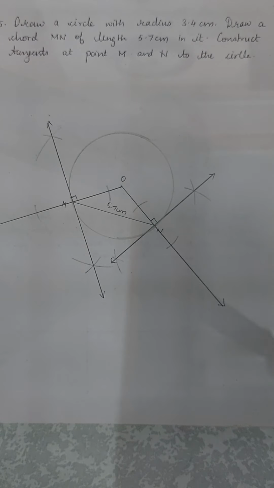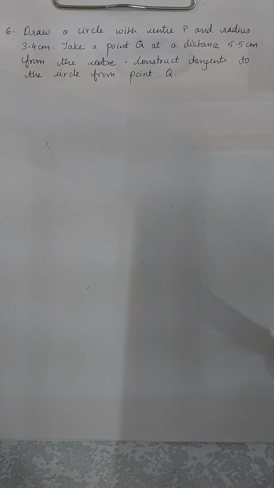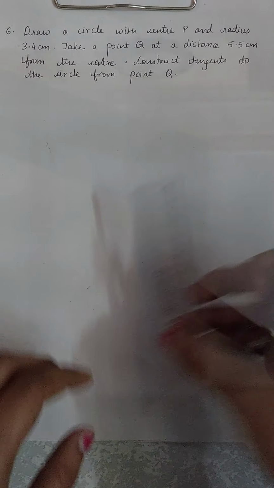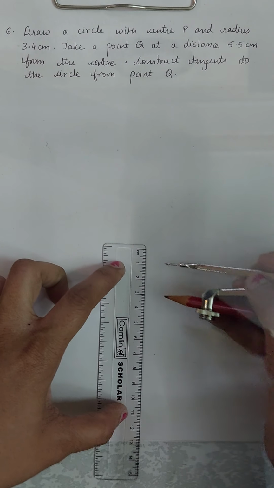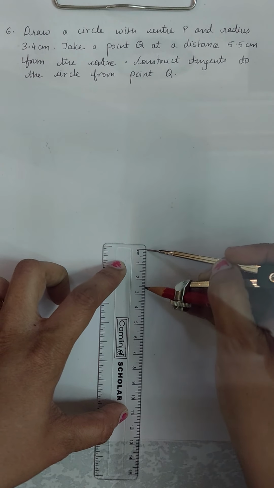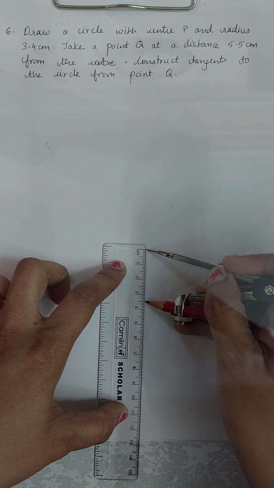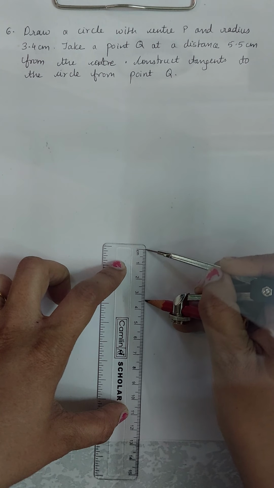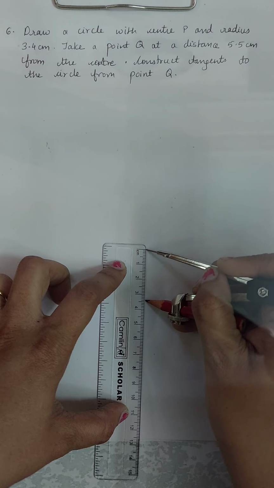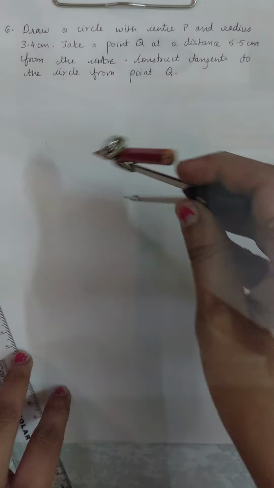Okay, let us move towards the next question. Now draw a circle with center P and radius 3.4 centimeter. So let us do it step by step. First we'll draw a circle with 3.4 radius. So this is 3.4. Okay, so I am going to draw a circle with radius 3.4.